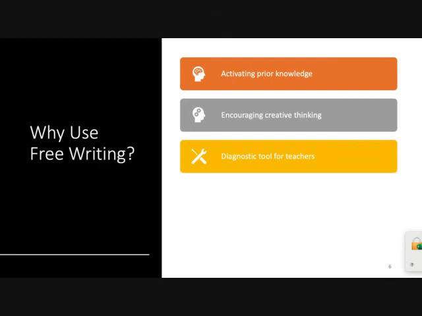It's a great diagnostic tool for teachers. So it really helps teachers see what students are already doing naturally without thinking and what areas we might need to focus on. Do they need to focus on overall structure? Is there a particular vocabulary focus or grammar structure that they're struggling with?